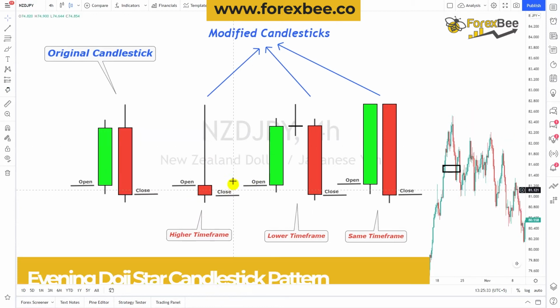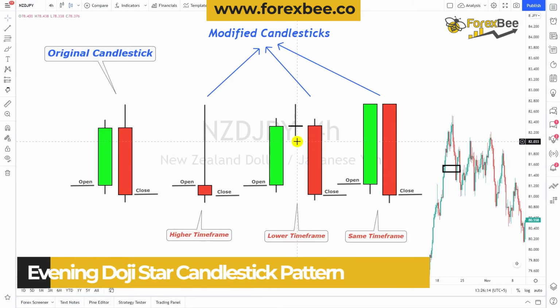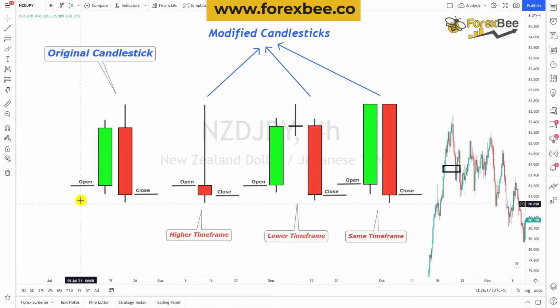Now let's go towards the second modified form of the bearish engulfing candlestick pattern, which is the evening doji star candlestick pattern. So if this candlestick pattern is forming at the 30-minute time frame, and we go downwards from 30-minute to 10-minute time frame, we'll be able to see something like an evening doji star candlestick pattern.